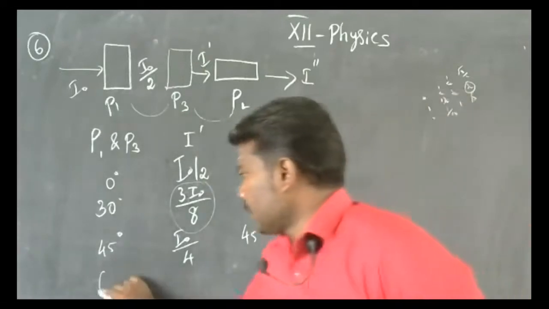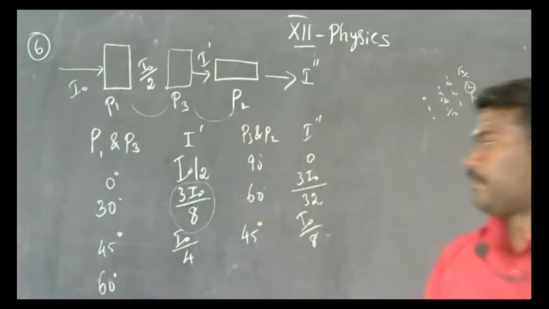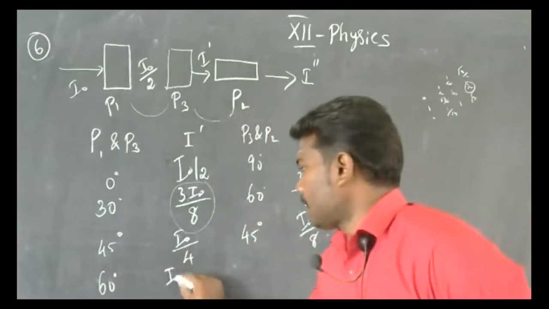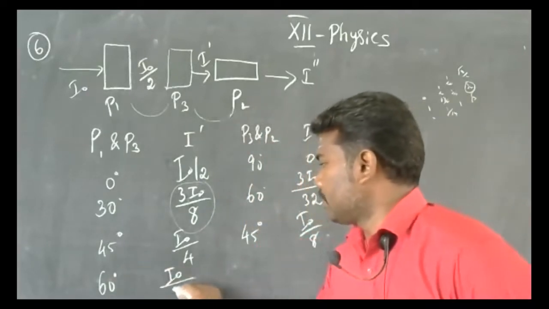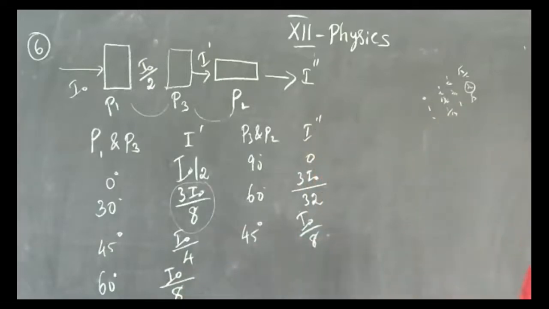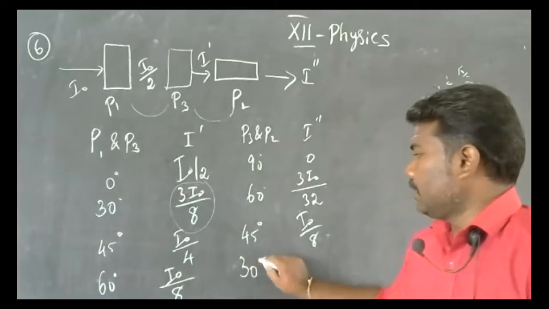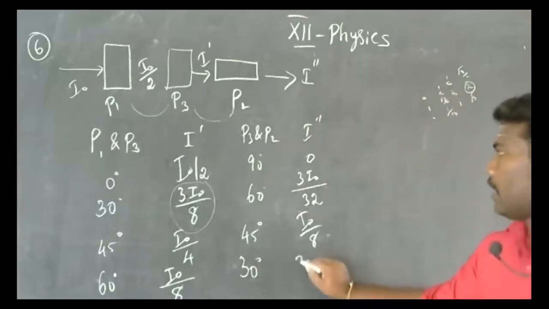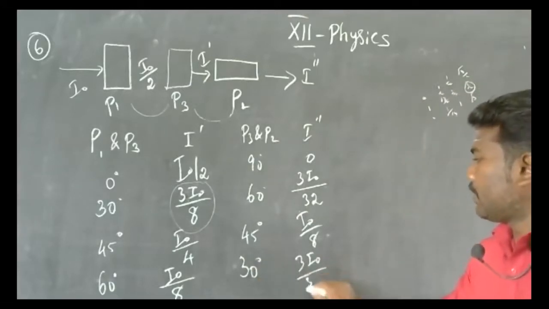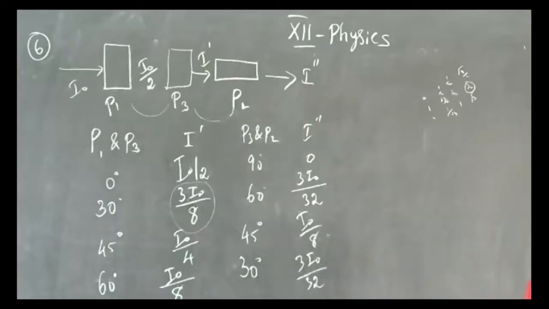If you set the angle as 60 degree, the intensity of the light ray here is 3 I naught divided by 8, and here the angle is 30 degree. So the final answer is 3 I naught divided by 32.